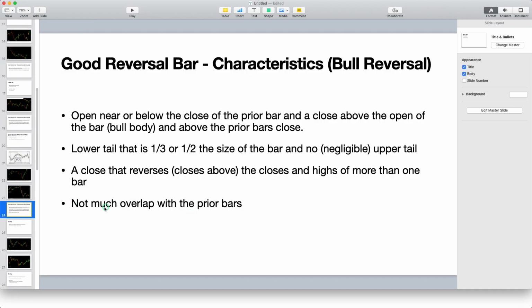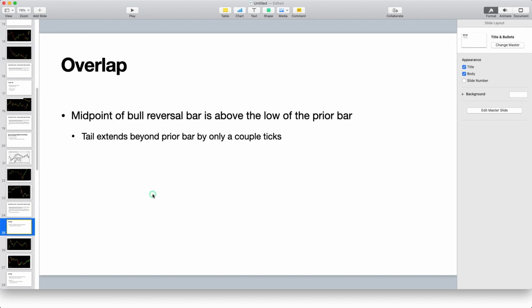The fourth criteria is not much overlap with the prior bars. So Al considers overlap to be when the midpoint of a bull reversal bar is above the low of the prior bar. And so the tail extends beyond the prior bar by only a couple ticks.